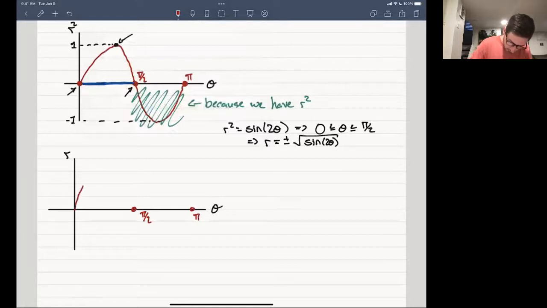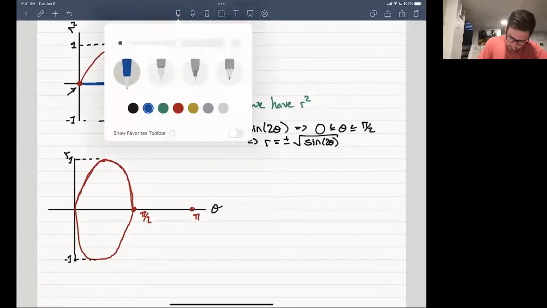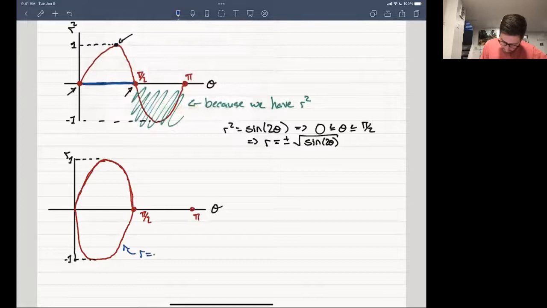The only thing I have now, I exaggerated how tall it goes up, and it should look like a nice sort of sine curve again kind of thing. Again, not my best drawing, but the point is, I think you see what I'm getting at here. And so my lower curve is the -1. So this is r is equal to minus the square root of sine of 2 theta. And my upper curve is r is equal to the square root of sine of 2 theta. Okay.